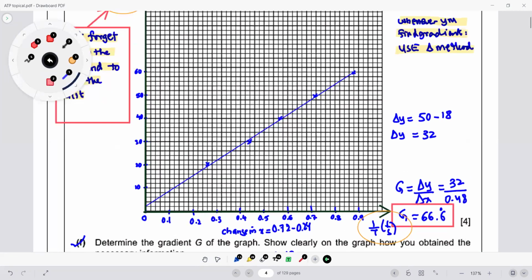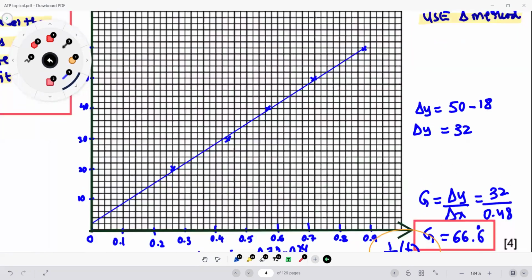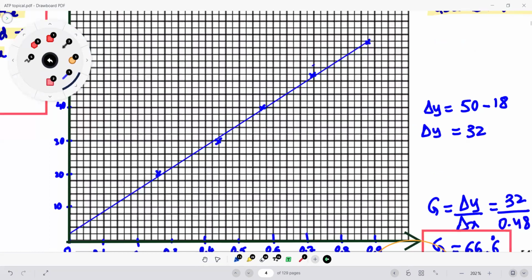The line of best fit है. कैसे line of best fit है, गौर से देखना. This point is above the line. If you can look closely, this point is above the line. This point is below the line. This point is above the line. This point is lying on the line. This is somewhere above the line.